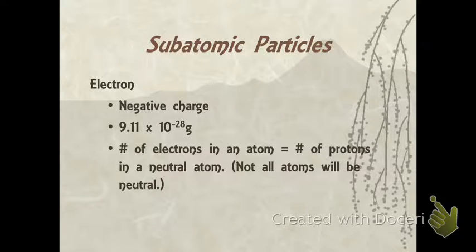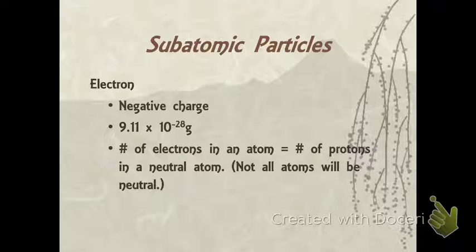The next subatomic particle that we're going to look at is the electron. An electron has a negative charge. Now its mass is 9.11 times 10 to the negative 28th grams. So it is approximately 2,000 times smaller than a proton is, so electrons are even more tiny.